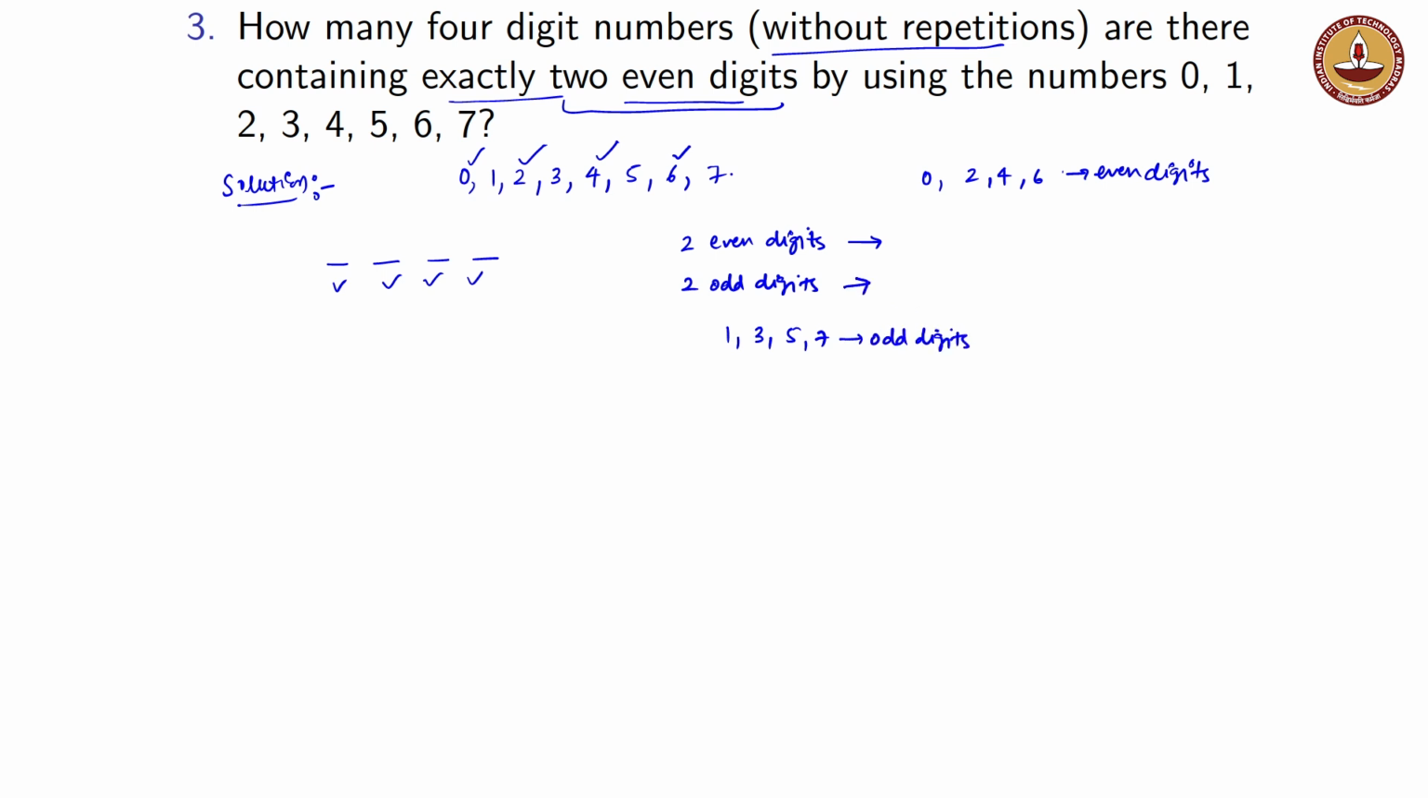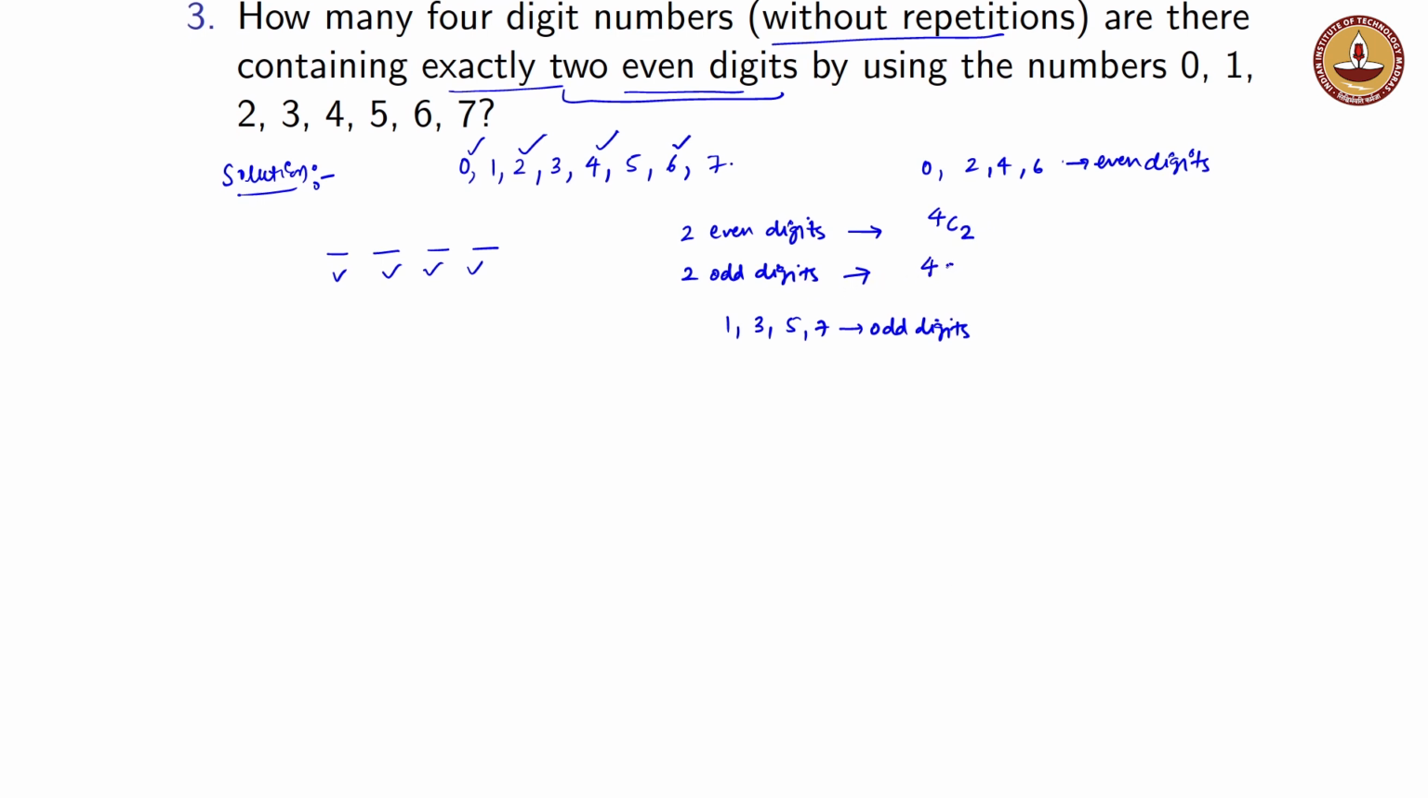Okay. So in how many ways? First of all, I can choose two even digits out of these four, which I can do in 4C2 ways, and two odd digits I can do in 4C2 ways. Since we have to form a number here, order will matter. We have to arrange the numbers, because if I write 2, 4, 3, 5 or 2, 3, 4, 5, both are different numbers.